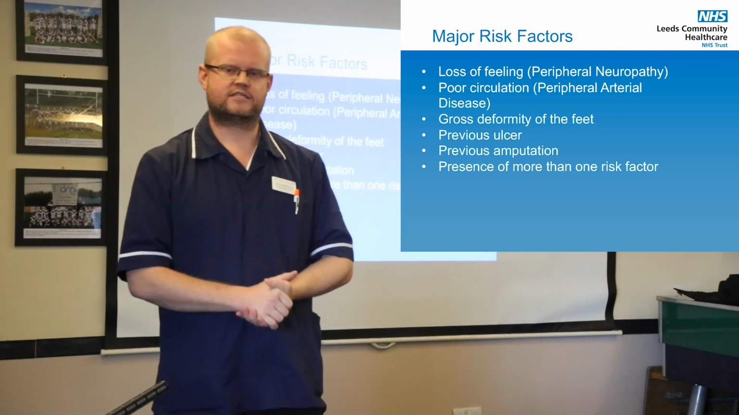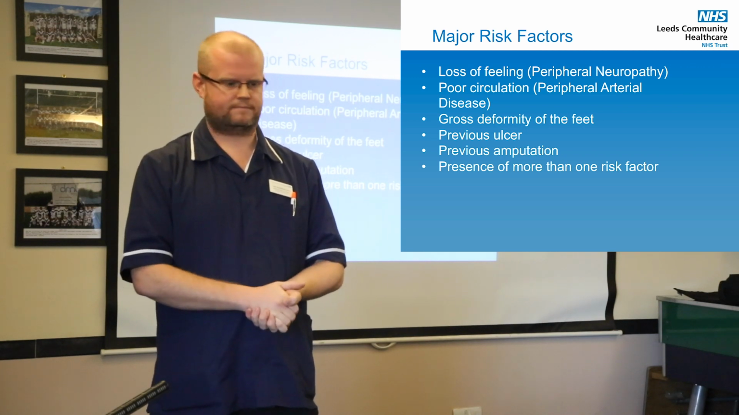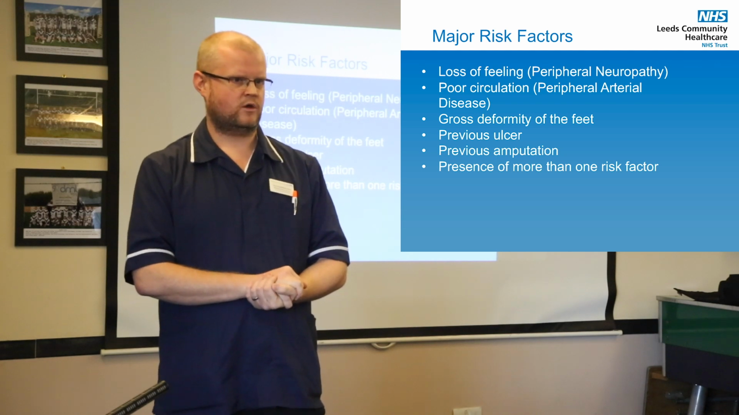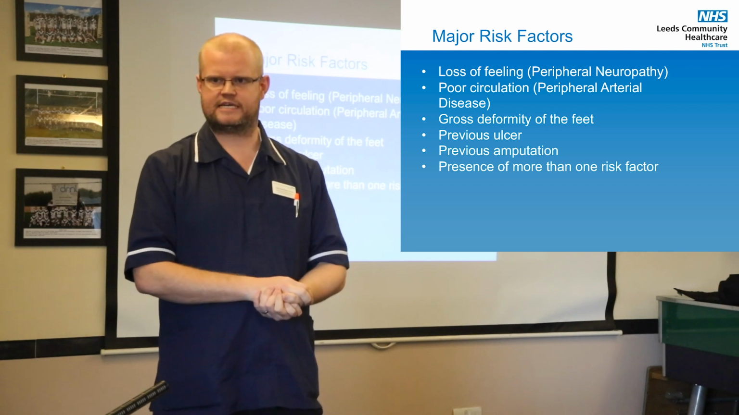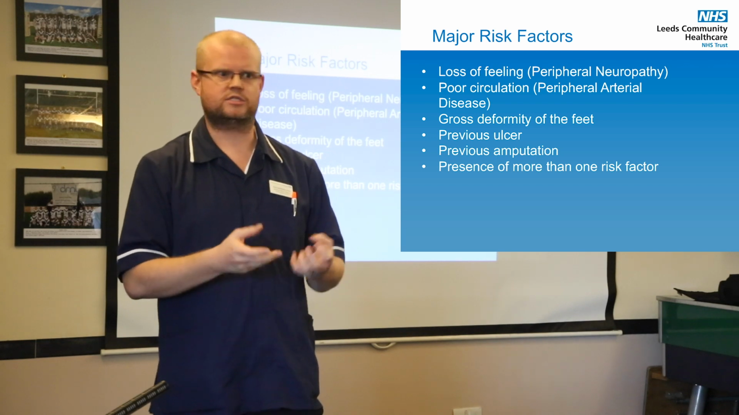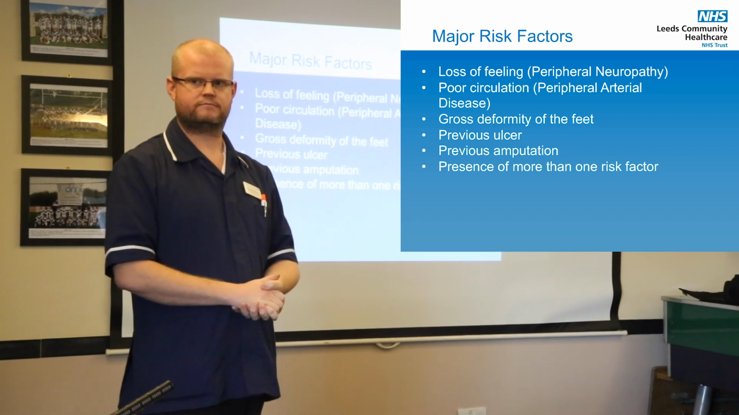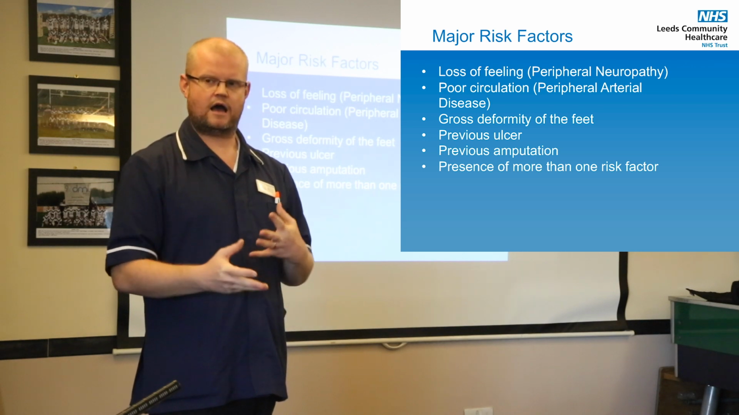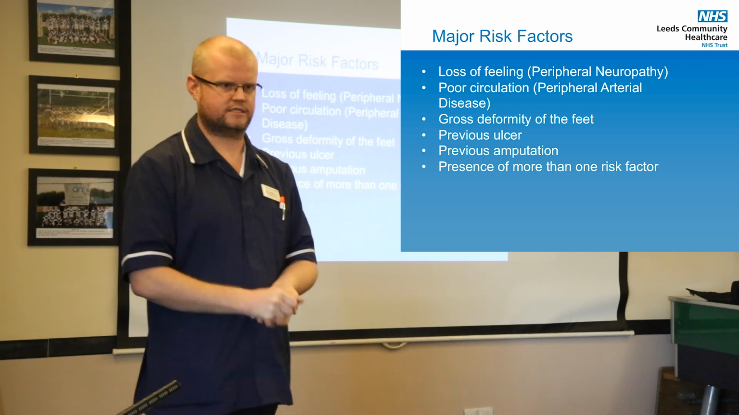So some of the major risk factors that we're looking at when screening patients with diabetes are loss of feeling. So when we're screening patients' feet, what we're looking at is the protective sensation, which is why we test with a monofilament. Poor circulation, peripheral arterial disease. Looking for gross deformity of patients' feet, again, bunions, claw toes, hammer toes. Does the patient have a previous history of ulceration? Does the patient have a previous history of amputation? And obviously, are there single risk factors present for this patient, or are they multifactorial patients?